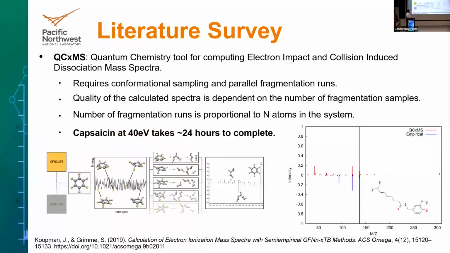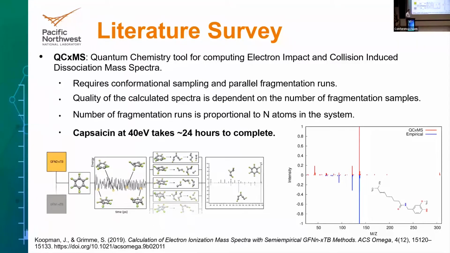So starting out with a motivation for this work of why you might want to use deep learning, take a look at a tool called QCxMS, which is very good at computing mass spectra from first principles, where you give it a molecule, you run some conformational sampling, you explicitly model the fragmentation, and then from this explicit fragmentation modeling, you get out a resultant spectra.